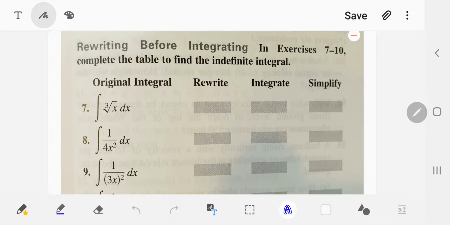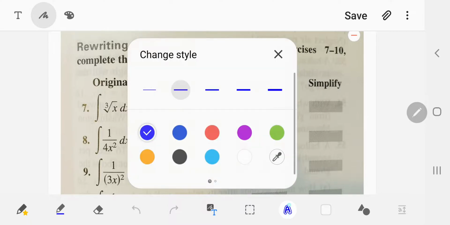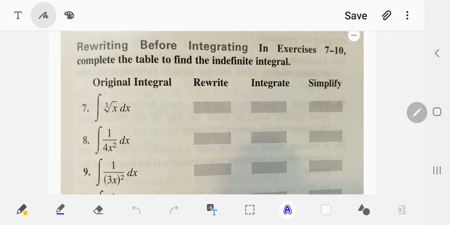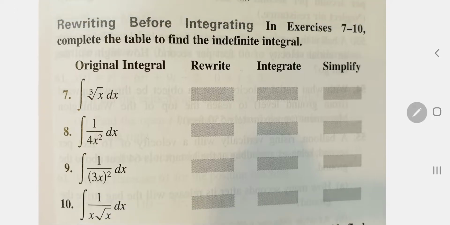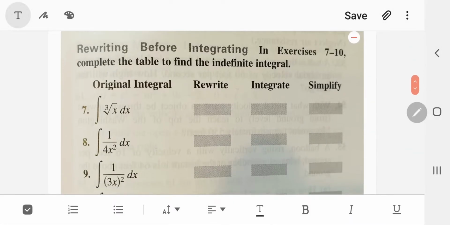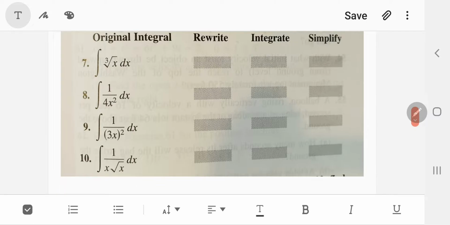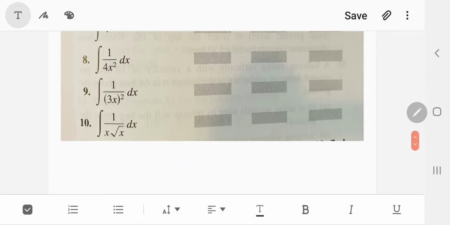Of course, the table here is just to help you. So when you have such an expression like this one here, third root of x, or 1 over x to the power of 2, or whatever, you need to rewrite it first, make it look like one of the rules that you know, integrate it, and then simplify. So let's try to do the first one.